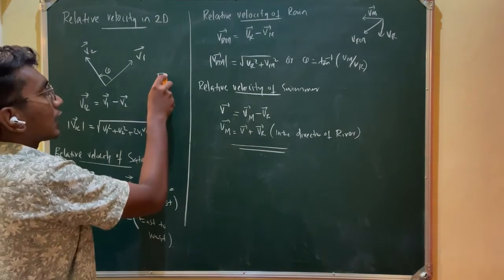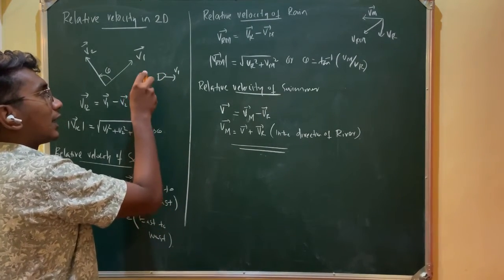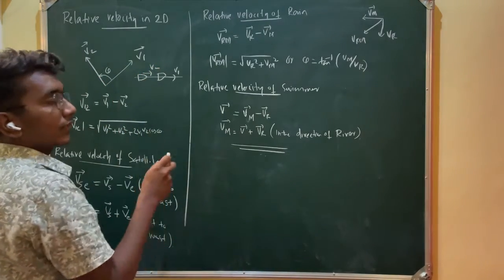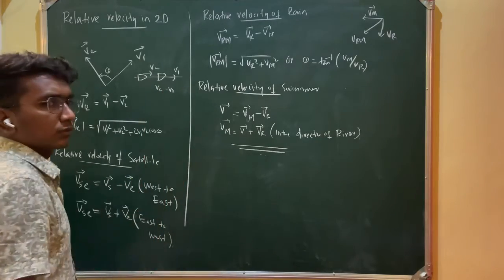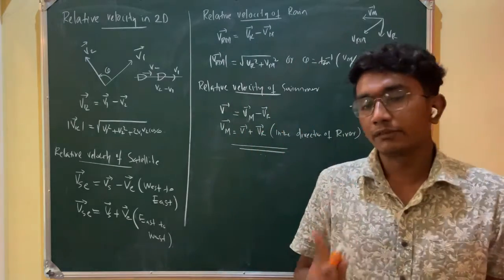For example, a car is moving in this direction with v1, and another car is chasing it with v2, in the same direction, one dimension only. Then we know that v2 minus v1 is the relative velocity, or v1 minus v2, with respect to each car. Alright, so that is the first thing that we studied.